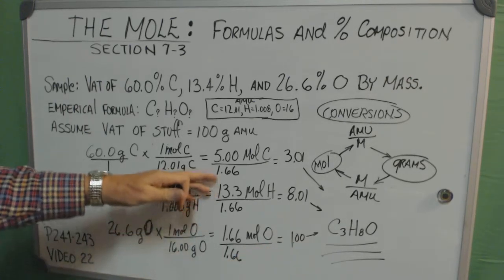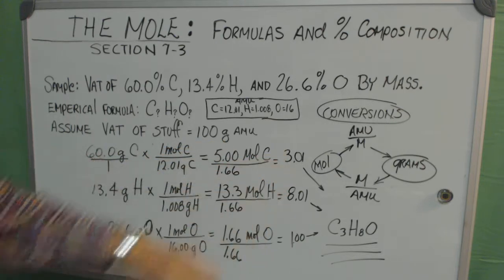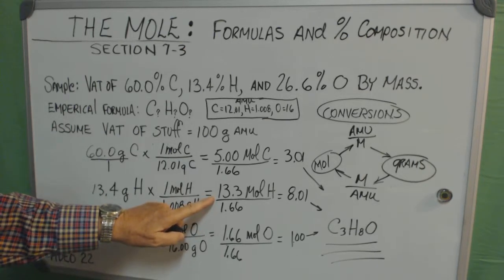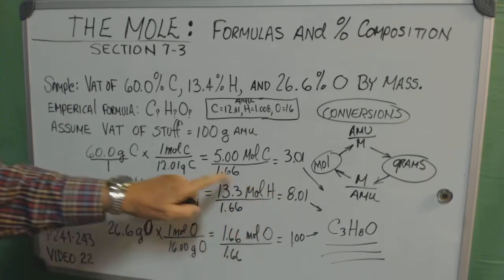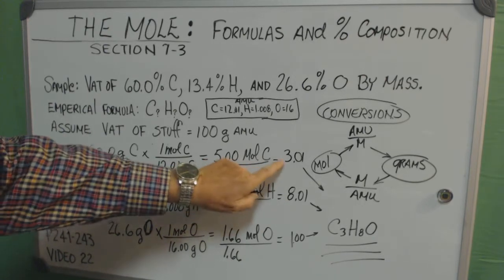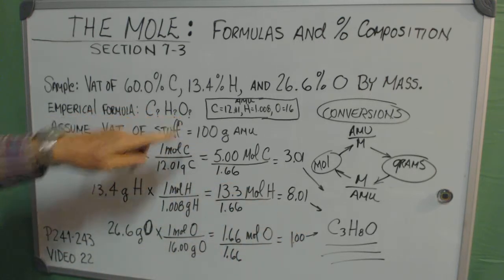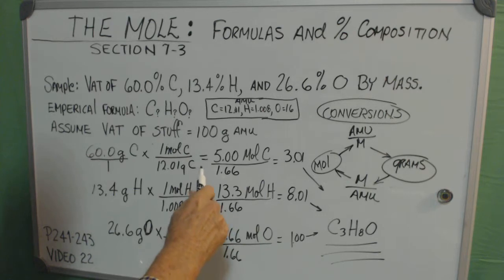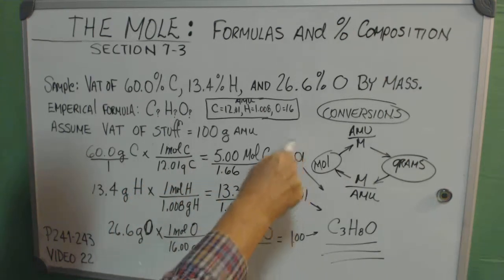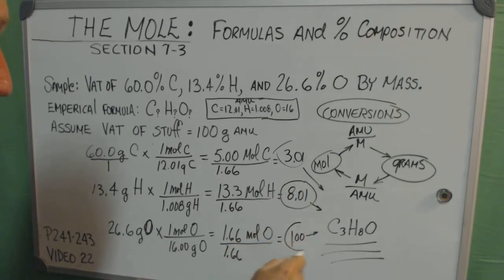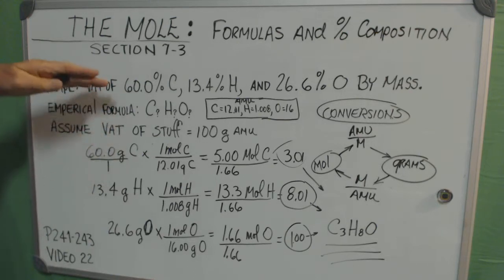And as it turns out, these all come out pretty close to a whole number. So this hydrogen comes out to 8. My carbon comes out to 3. So these are going to be put into my empirical formula up here. My carbon is 3, hydrogen I'm going to have 8, and I'm going to have 1 oxygen. So this is my empirical formula for this vat of unknown stuff. Well, it's known stuff, but different quantities.